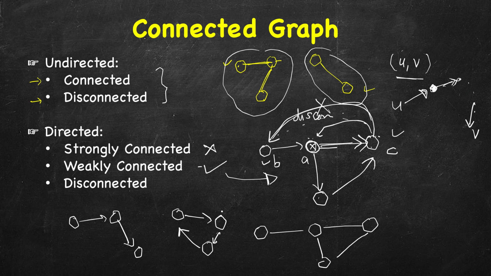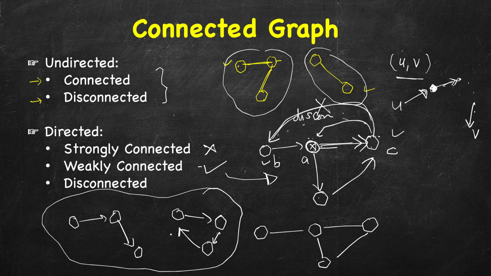so this component is strongly connected. You can go from any node to any node, but this is just one graph. From any of these, you cannot go to any of these using any path. Even if you remove the direction, you will get this kind of graph. Still they will be disconnected even after removing the direction. Then we will call them disconnected.